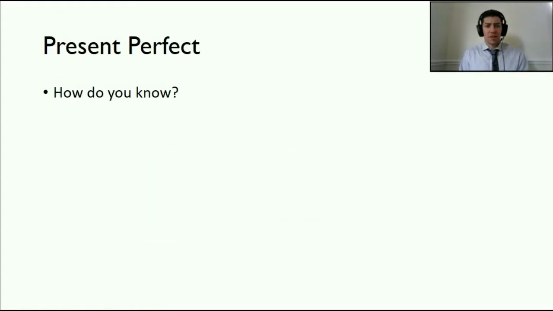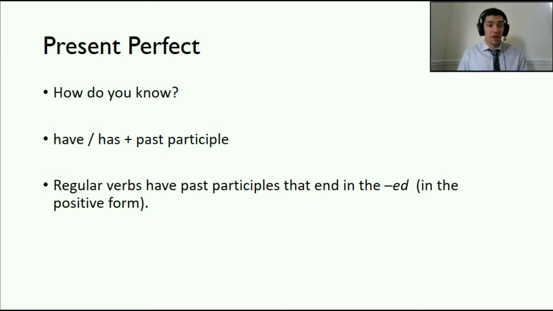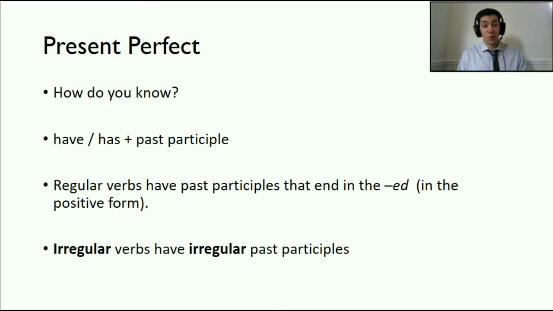So the other tense we were talking about is the present perfect. So how do you know? Well, this is the common form: have or has plus the past participle. Now, when talking about past participles, regular forms have past participles that end in ed in the positive form, of course. And irregular verbs have irregular past participles. Now, unfortunately for learners of English, most of the verbs that we use in everyday conversation are irregular.